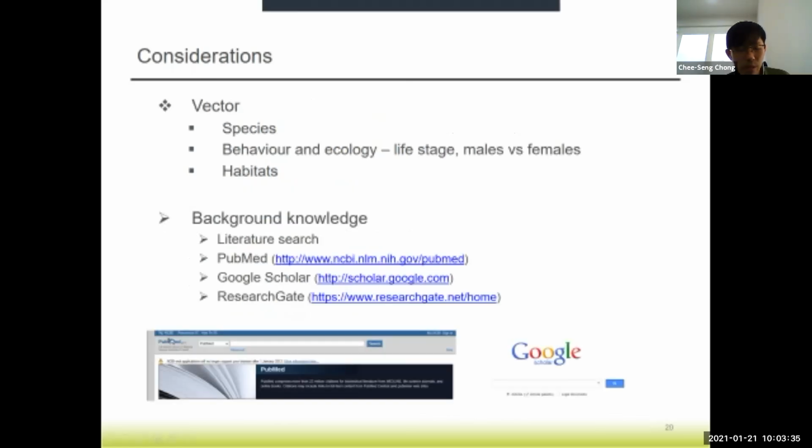And of course, the vector that you're interested in will really define the traps that you'll be using. What's the behavior that you're looking at? And are you trying to understand the ecology of the vector of interest? Their breeding habitats can also play a role in the types of traps and the intensity that you want to deploy there.